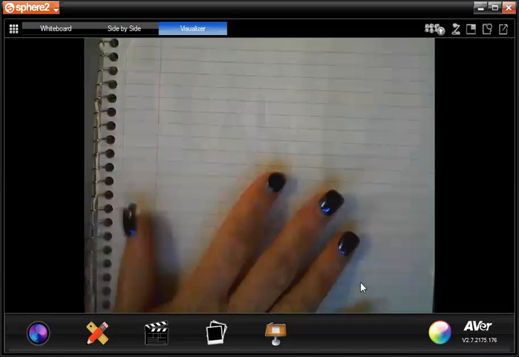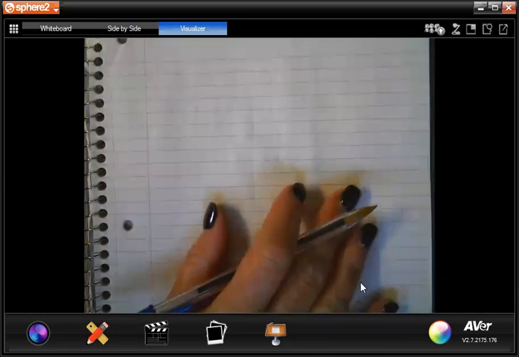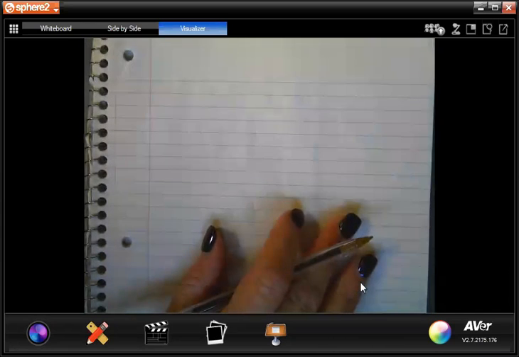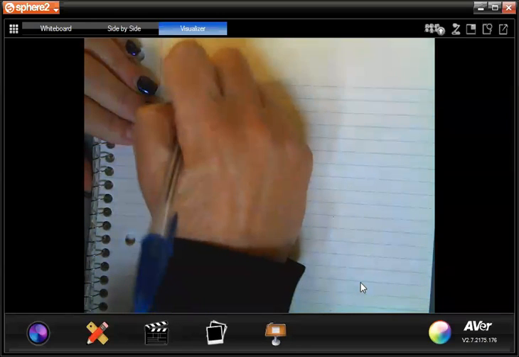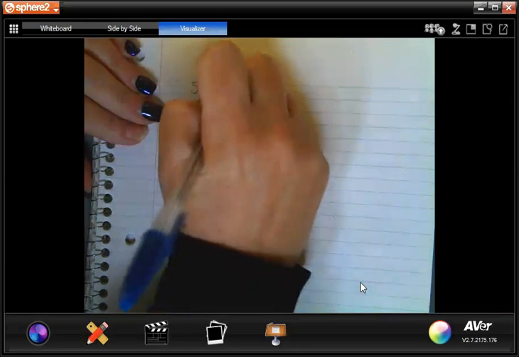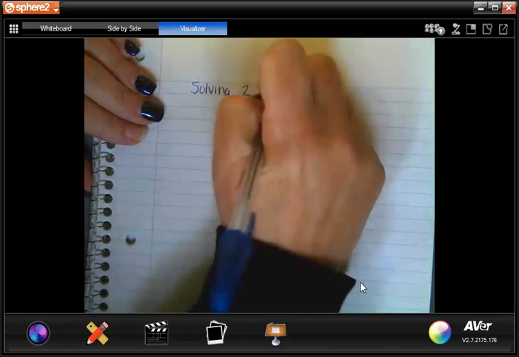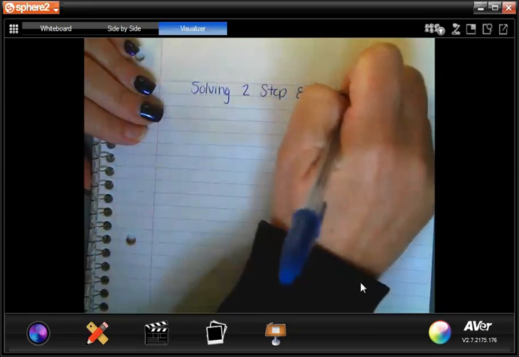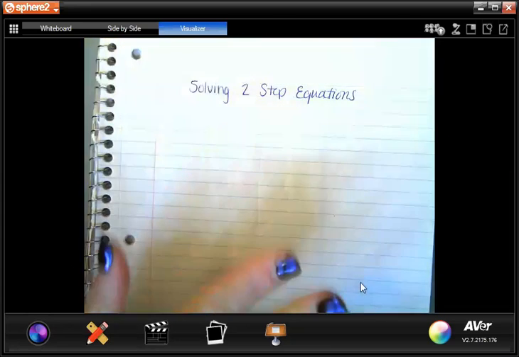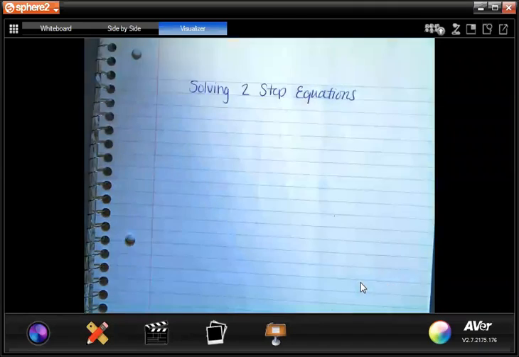Okay, so today what we're going to be talking about, because yesterday we solved one-step equations, is solving two-step equations, right? Yes, we are. Okay, now, I'm going to do something really quick that you do not need to write down.